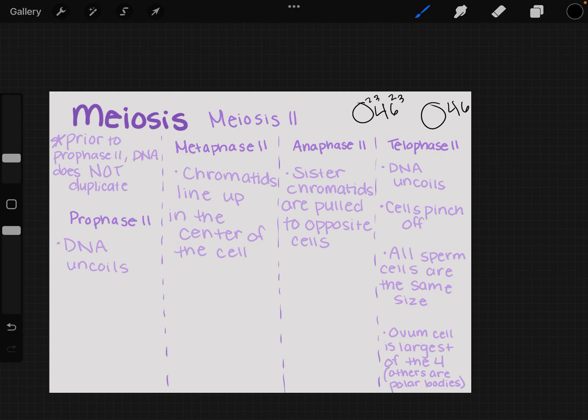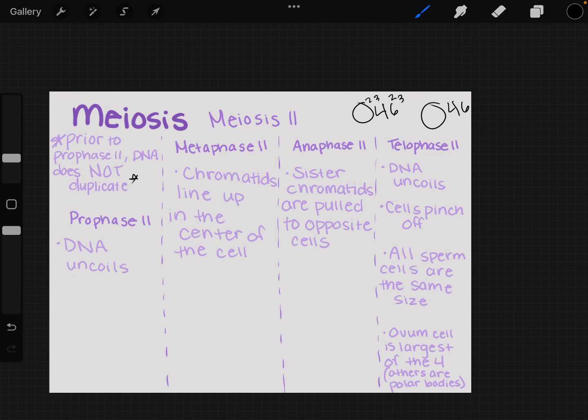The reason why we go from diploid to haploid at this point is because the DNA does not duplicate. So it is important to know that DNA is only going to duplicate in interphase before meiosis I and not before meiosis II. This is how we end up with a half set of DNA in each gamete.